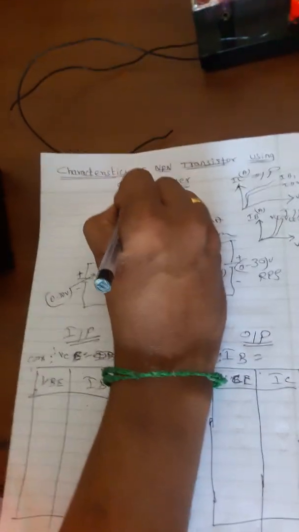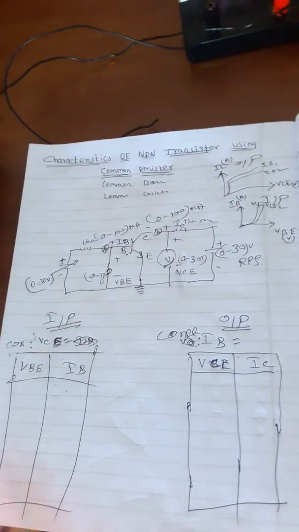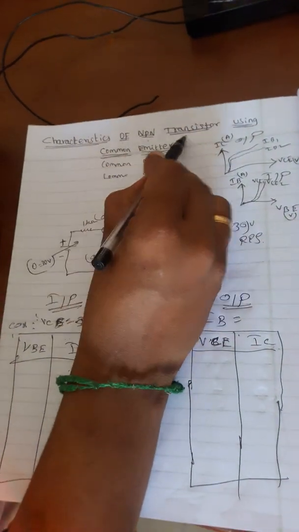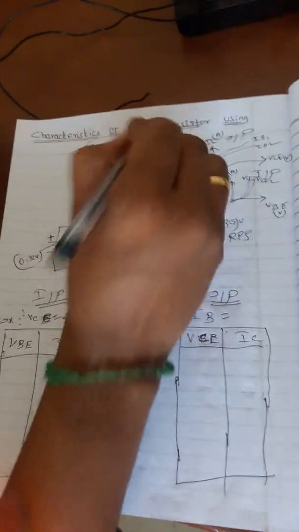So the next one is the characteristics of an NPN transistor using common emitter, common base and common collector. There are three experiments in this circuit: characteristics of NPN transistor using common emitter, common base, and common collector. Now we have to study the common emitter.